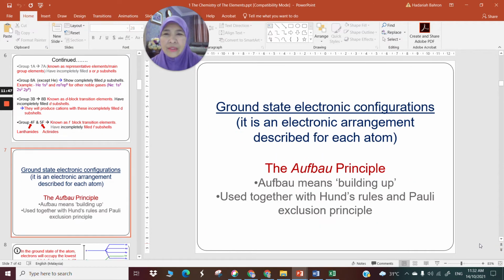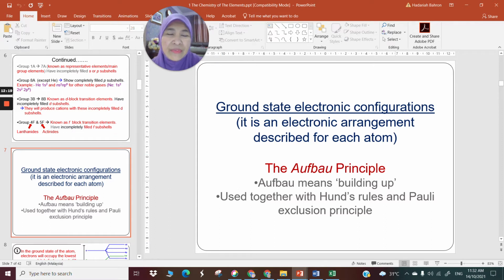And we call those electrons arranged, filling in the orbitals, they are in the ground state electronic configuration. That means they are not excited. We have excited state and we have ground state. So ground state, everybody stays where they should be staying. Very, very stable. It is an electronic arrangement described for each atom.